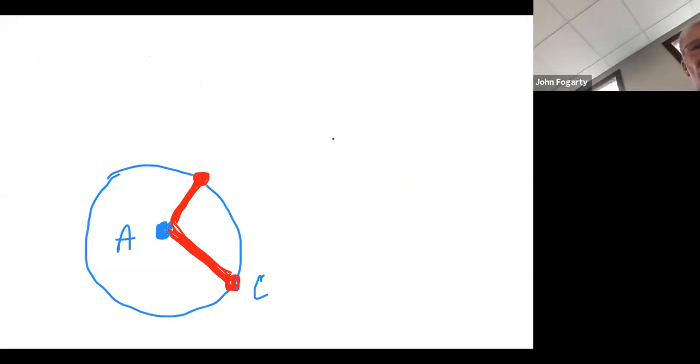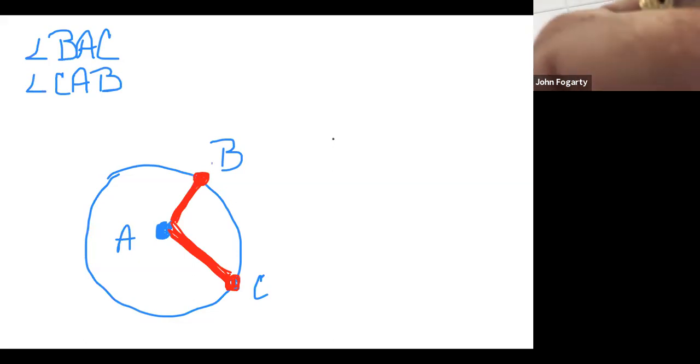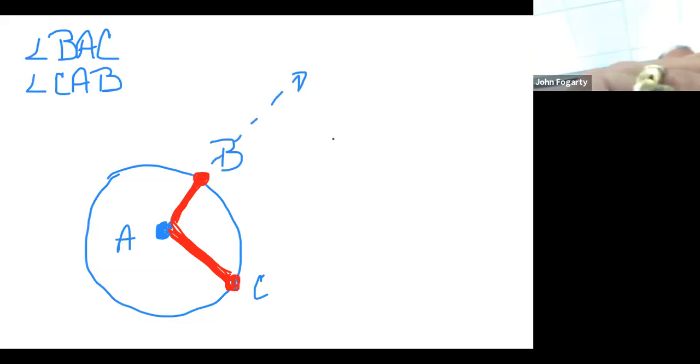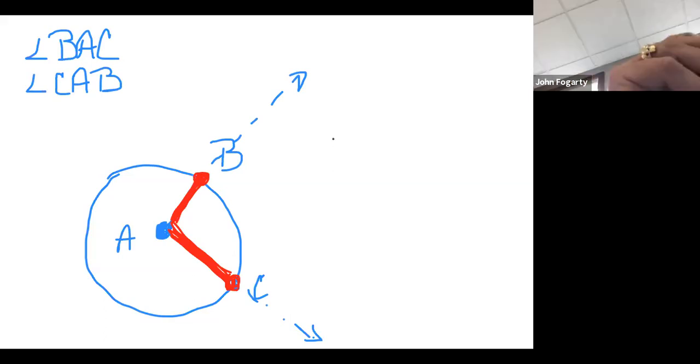All right, so here I have angle BAC. Now, I could also call it angle CAB. Doesn't matter as long as A is in the middle. Why does A have to be in the middle? Because A is the vertex, right? Now, look at what it does. Just so you know, this goes on forever, and this goes on forever, but the only part that we care about is the part that intercepts the circle.